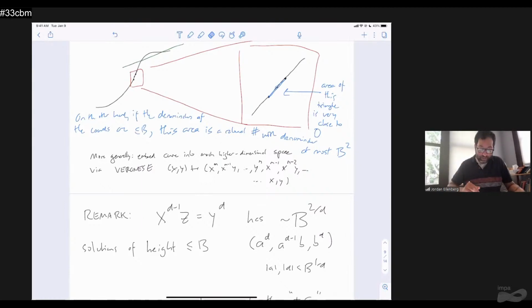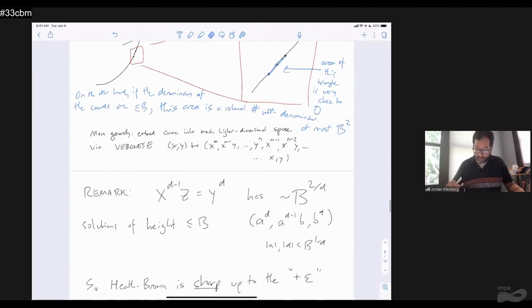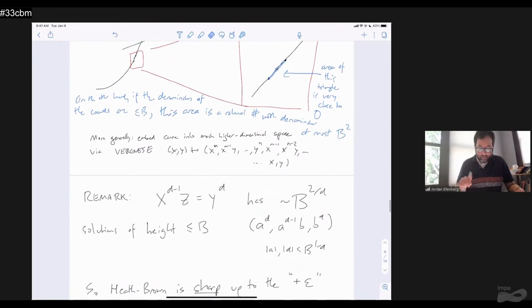X to the d minus 1 z equals y to the d. Maybe I should try to draw a picture of this one. If I said z equals 1, that would be like x to the d minus 1 equals y to the d. I think I can draw that. It would be something with a kind of funny looking cusp right here. So it would be irreducible, but definitely not smooth. I mean, this pointy point right here is really telling you, hey, I'm not smooth.